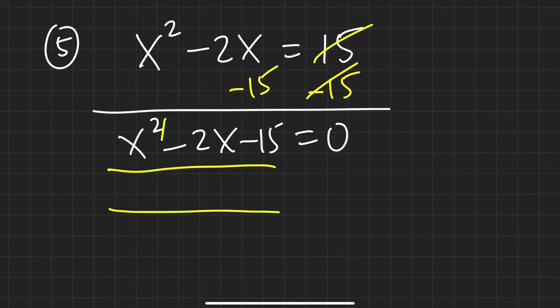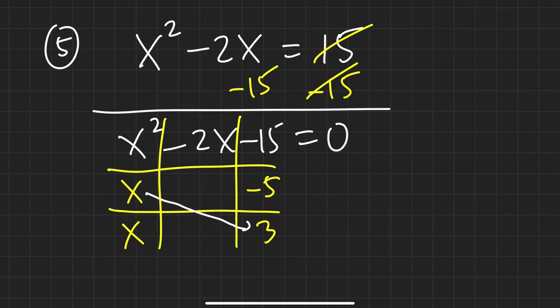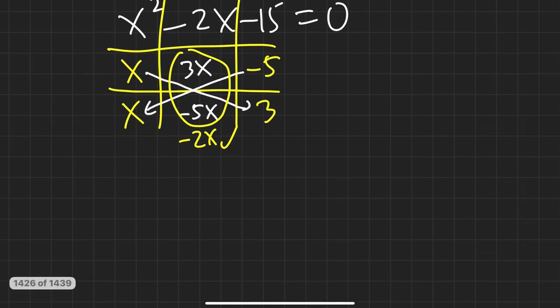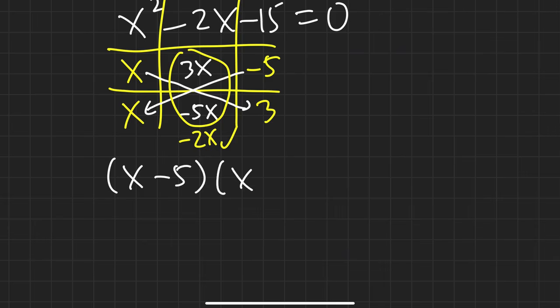This is a tic-tac-toe case because we have a trinomial. X times x will give us x squared. And to get negative 15, we are going to use negative 5 and 3 because x times 3 is 3x. Negative 5 times x is negative 5x. Together, we have negative 2x, which is what we want. So the factors are x minus 5 times x plus 3.